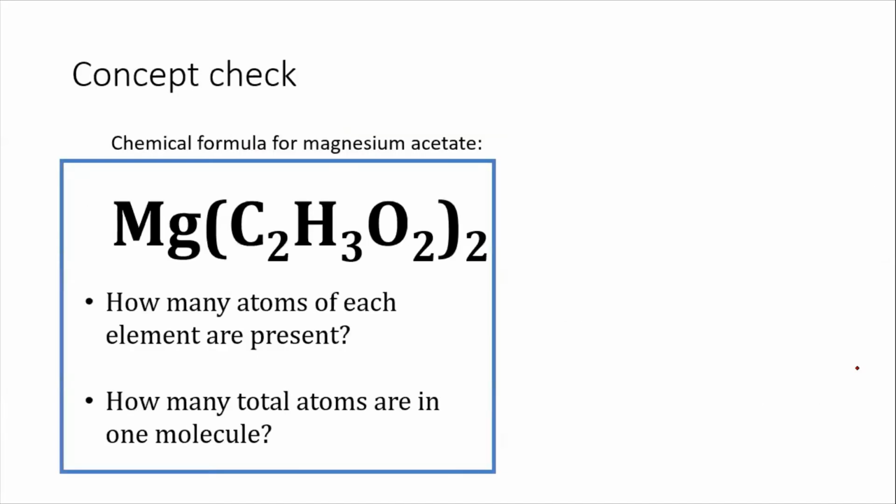So let's try this one. This is the chemical formula for magnesium acetate. Check out this chemical formula and apply the parentheses rule like we just talked about to figure out how many atoms of each element are present and how many total atoms are in 1 molecule of magnesium acetate.